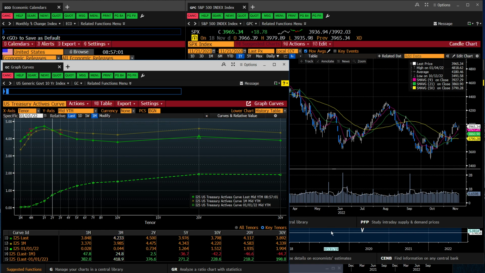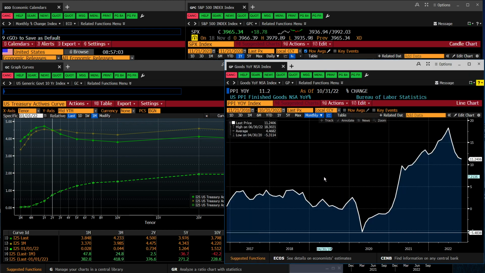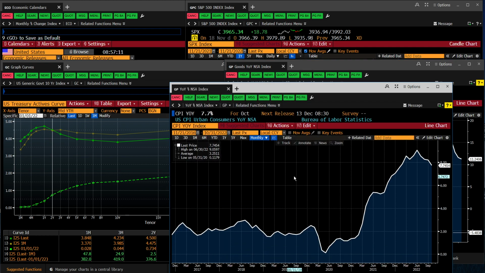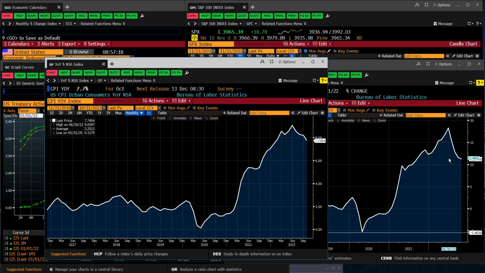And let's talk about inflation. The producer price index came in last at 11.2% at its annual growth rate. And the consumer price index came in at 7.7%. Both of these are meaningfully lower than what they were at their peaks, with consumer prices growing by almost 10% and producer prices growing by pretty close to 18%.